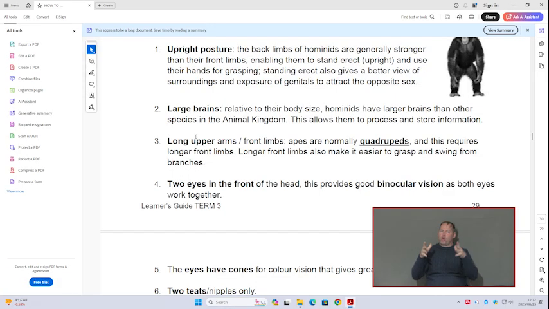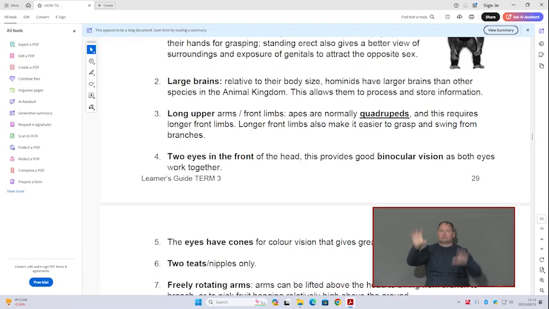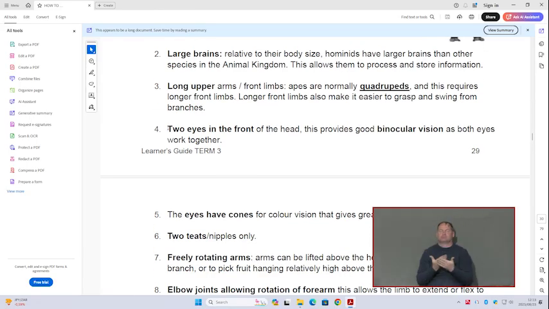Then we have long upper arms. You just don't write long arms. It must be long upper arms. And then having long upper arms, it makes it easier for us to grasp and also to swing from the branches. Then the 4th characteristic that we share with other primates is that we have 2 eyes in front, not just 2 eyes. It must be 2 eyes in front of the head.